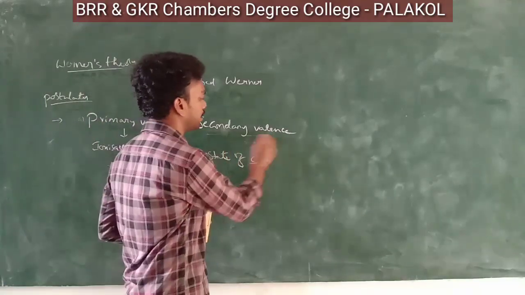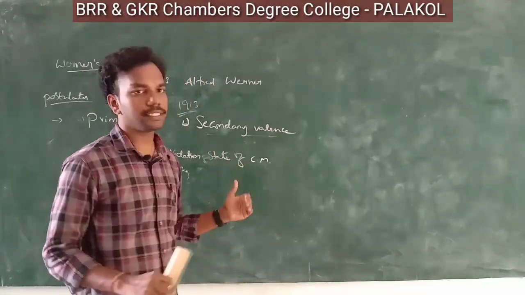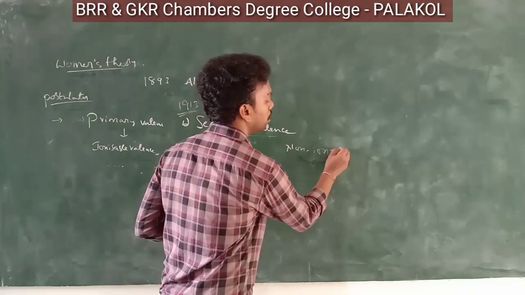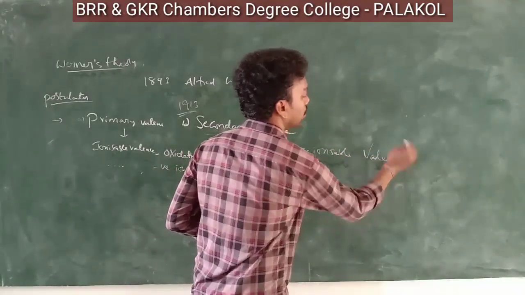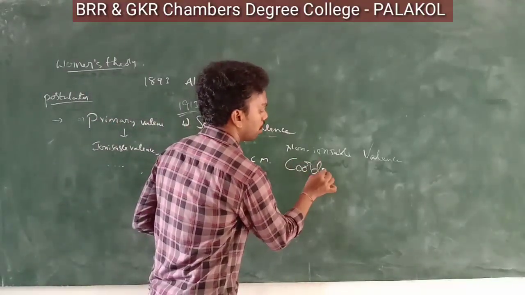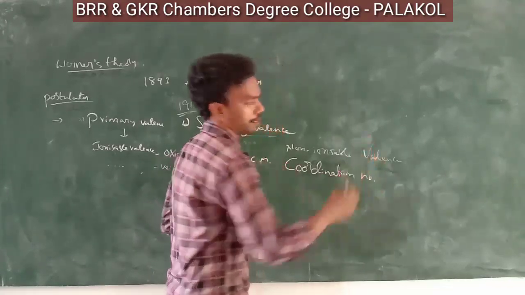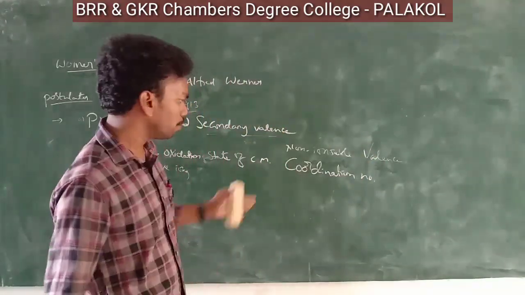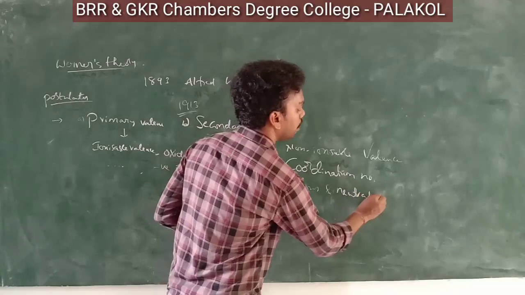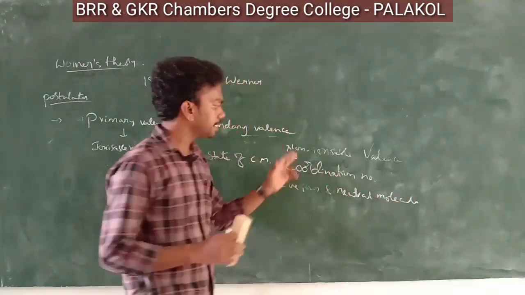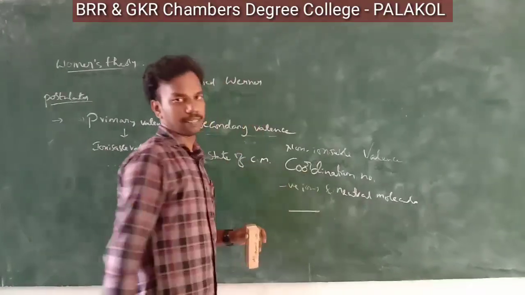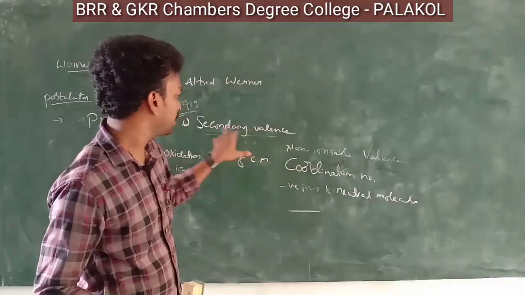Okay, coming to secondary valency. Secondary valency is non-ionizable valency. Secondary valency is also known as non-ionizable valency, and it corresponds to the coordination number, and most probably negative ions and neutral molecules satisfy this secondary valency. And in the structure, this secondary valency is represented by thick lines. Okay, so these are a few points regarding secondary valency.